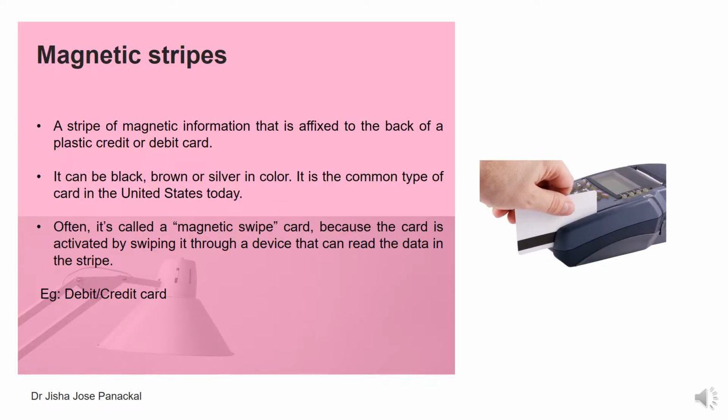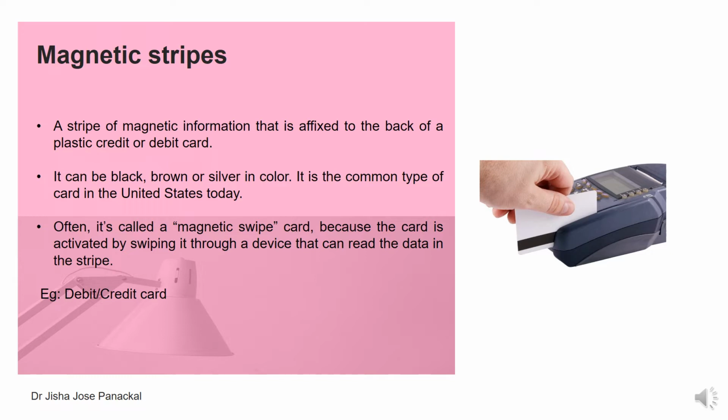Magnetic stripes. You may see this stripe on a debit or credit card or your bank ATM card. It is a stripe of magnetic information that is affixed to the back of a plastic card, which can be a credit or debit card. It can be black, brown or silver in color. It is a common type of card in the US today. Often it's called a magnetic swipe card.